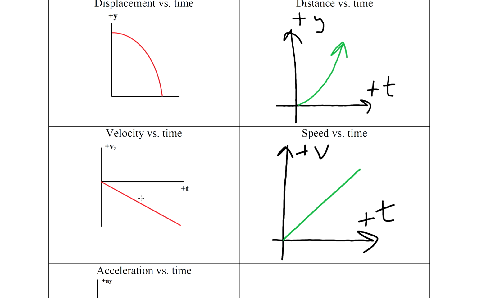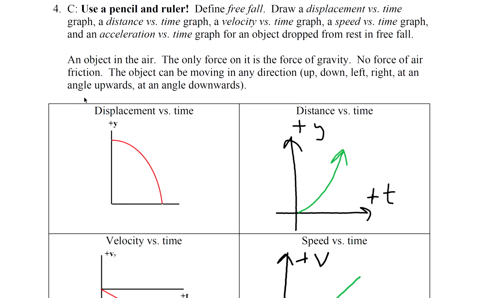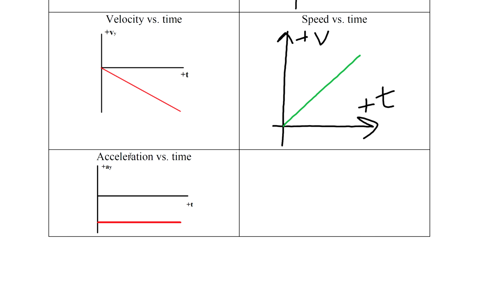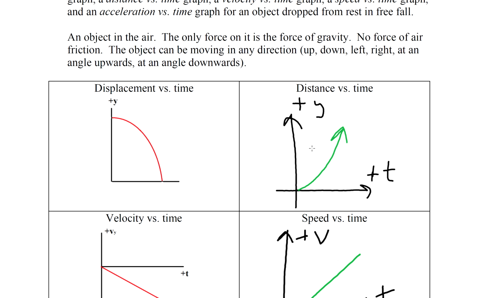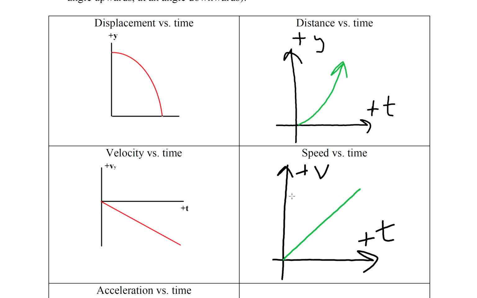This is a velocity versus time graph. You just drop it from rest, so initial velocity is 0. Velocity is negative as it goes down, because you want to graph an object dropped from rest. This is what the acceleration versus time graph looks like. You see it's always 9.81 down. So I'm saying positive y is up, negative y is down. Distance versus time, remember distance is always positive. And speed versus time, remember speed is always positive.